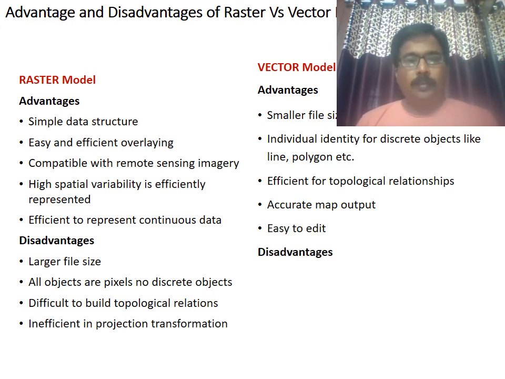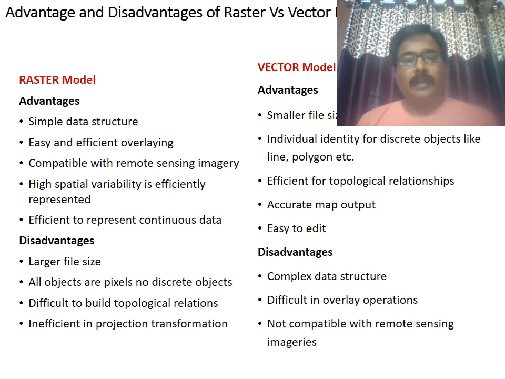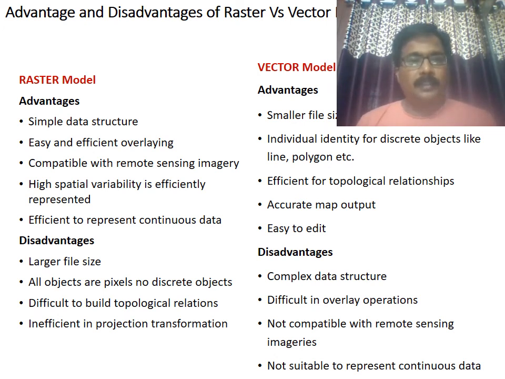And the disadvantage of a vector model is it is a complex data structure, and it is difficult in overlay operations. Unlike the raster model, this cannot be easily overlaid, and it is not compatible with remote sensing imageries, and it is not suitable to represent continuous data. So if you look at the comparison between raster and vector data models, what is good at raster is not good at vector, and what is good at vector is not good at raster. When to use the raster model and when to use the vector model, it all depends on the purpose for which you are working with the GIS and what kind of analysis you want to do further.